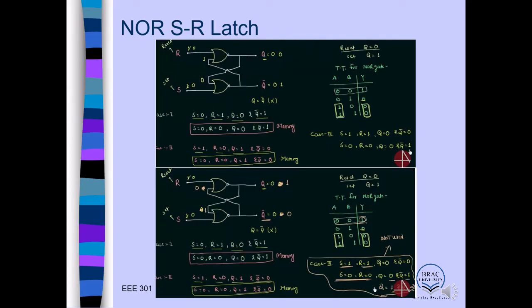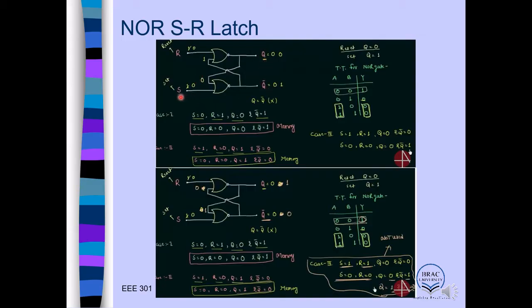Okay, so now let me use the laser pointer again. So we are in this situation when S equals 0, R equals 0. We already considered S equals 1, R equals 1, where we got Q equals 0, Q prime 0. Now for the next state, S equals 0, R equals 0, what will be the output Q and Q dash?